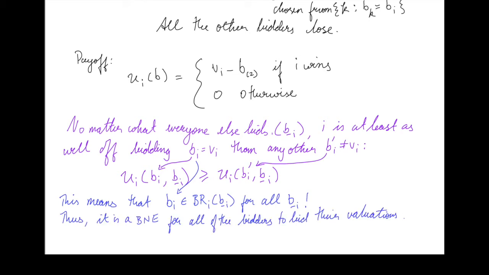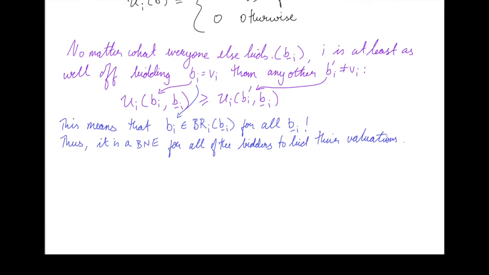So it has to be a Bayes-Nash equilibrium then for everybody to bid their valuation, because player i doesn't need to know anything about the other players' valuations to know that bidding their valuation is always going to be a best response. So if bidding their valuation is the best response no matter what the others' bids are, then no matter what the valuations are and what the bids are of the other players, the best thing to do is to just bid your valuation.